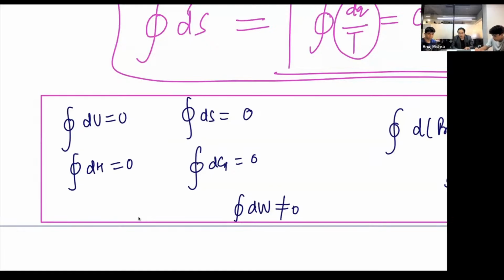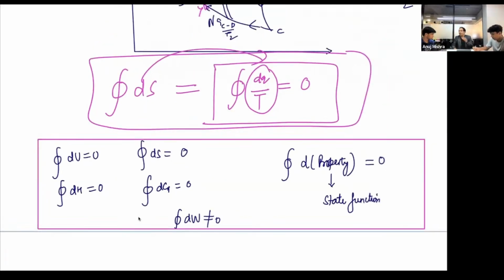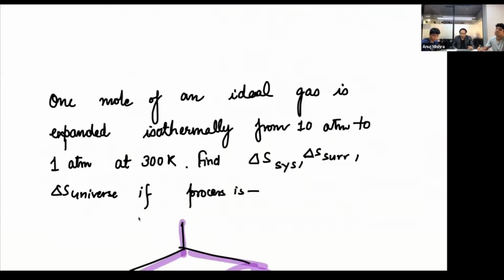So what is the learning from the current discussion? If you can write for any property cyclic integral d property 0, that means that property is a state function. So if we say cyclic integral du is 0, u is a state function, dh is 0, h is a state function, ds is 0, S is a state function, dg is 0, g is a state function. dw is not 0, that means w is not a state function. It's a path function. Did you understand this? Okay, now let's move ahead.